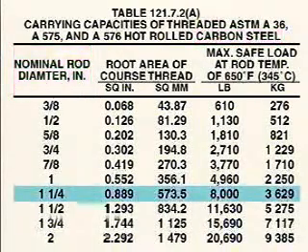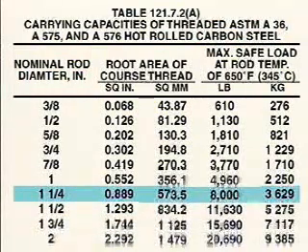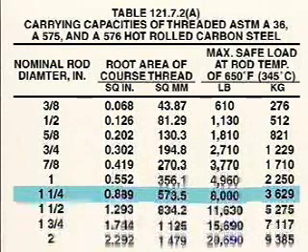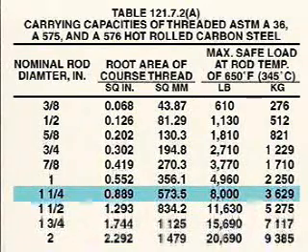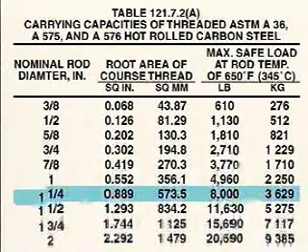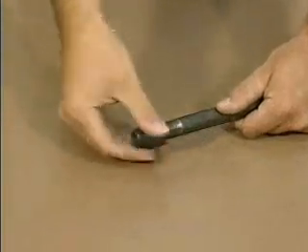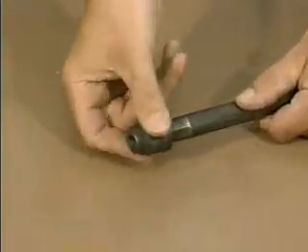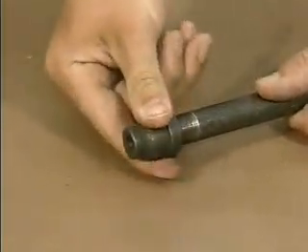For example, this carbon steel pipe with a nominal pipe size of 1 1/4 of an inch has a pressure rating of 8,000 pounds. This means the pipe can be used safely in systems exposed to pressures of no more than 8,000 pounds per square inch. When you're joining pipe and fittings, be sure that they both have pressure ratings that meet or exceed the system specifications for pressure.